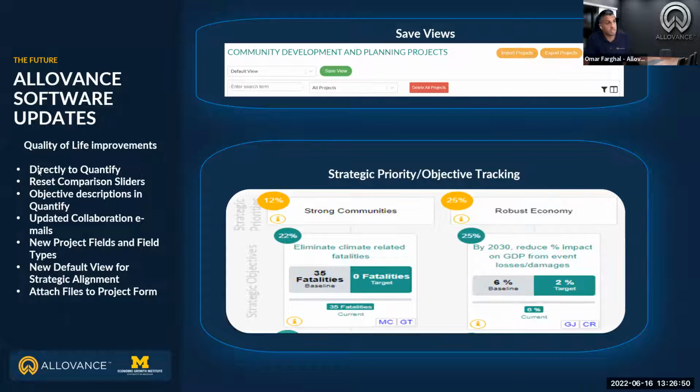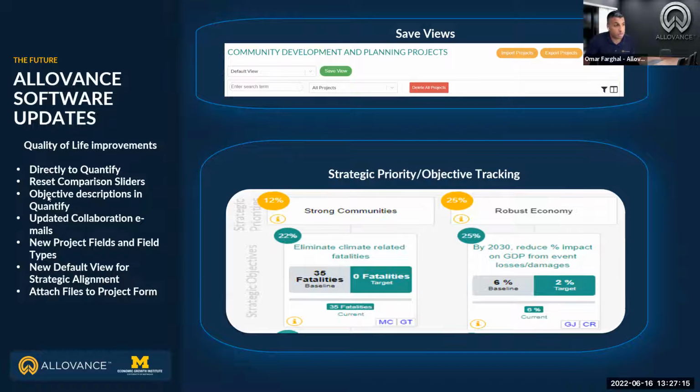So this includes things like when you're on the strategic value scorecard, you can actually click on an objective and directly go to the quantification of that objective from the strategize step. You can now reset the comparison slider. So let's say you're working with a group and you want to reset all of these weights to 0. You can reset that in the compare step with a button.